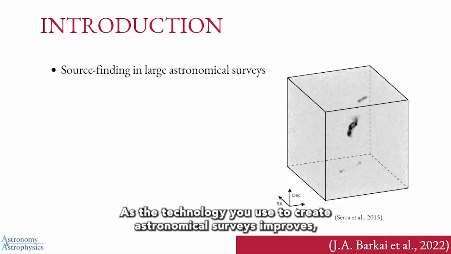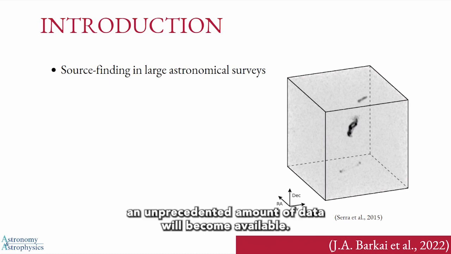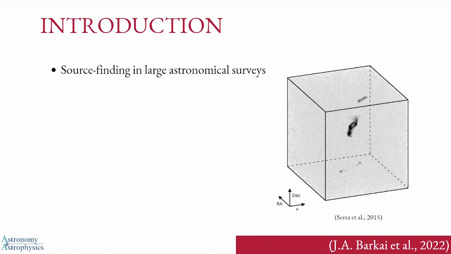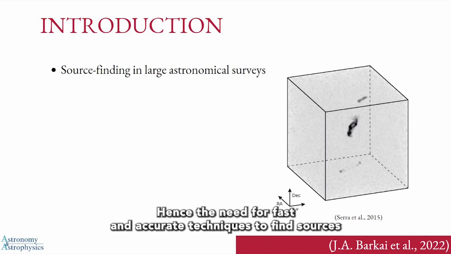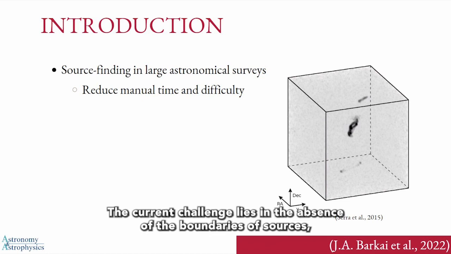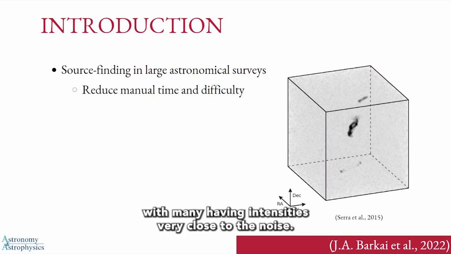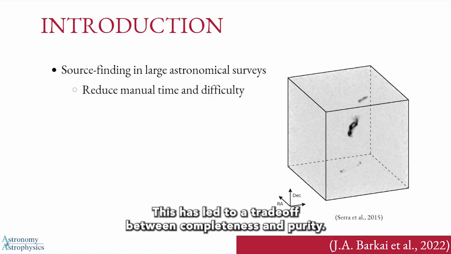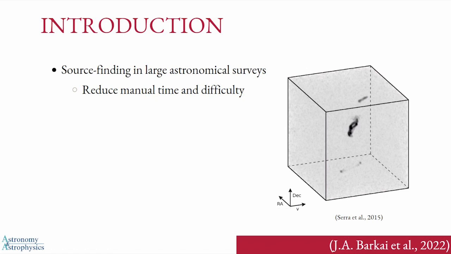As the technology used to create astronomical surveys improves, an unprecedented amount of data will become available. Hence the need for fast and accurate techniques to find sources and reduce the time and difficulty of doing so manually. The current challenge lies in the absence of the boundaries of sources, with many having intensities very close to the noise. This has led to a trade-off between completeness and purity.